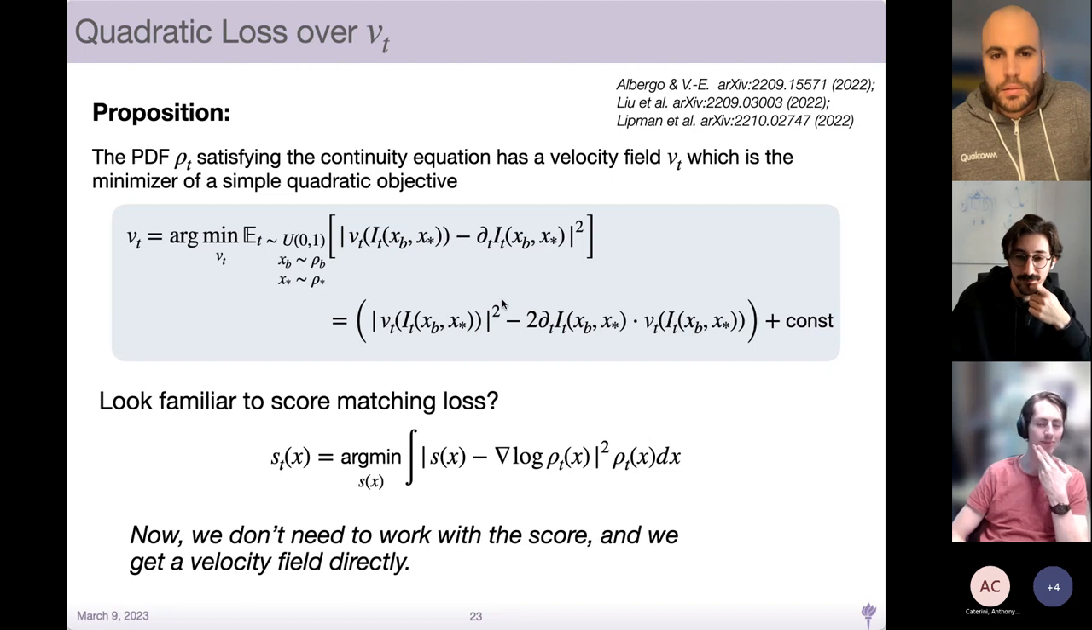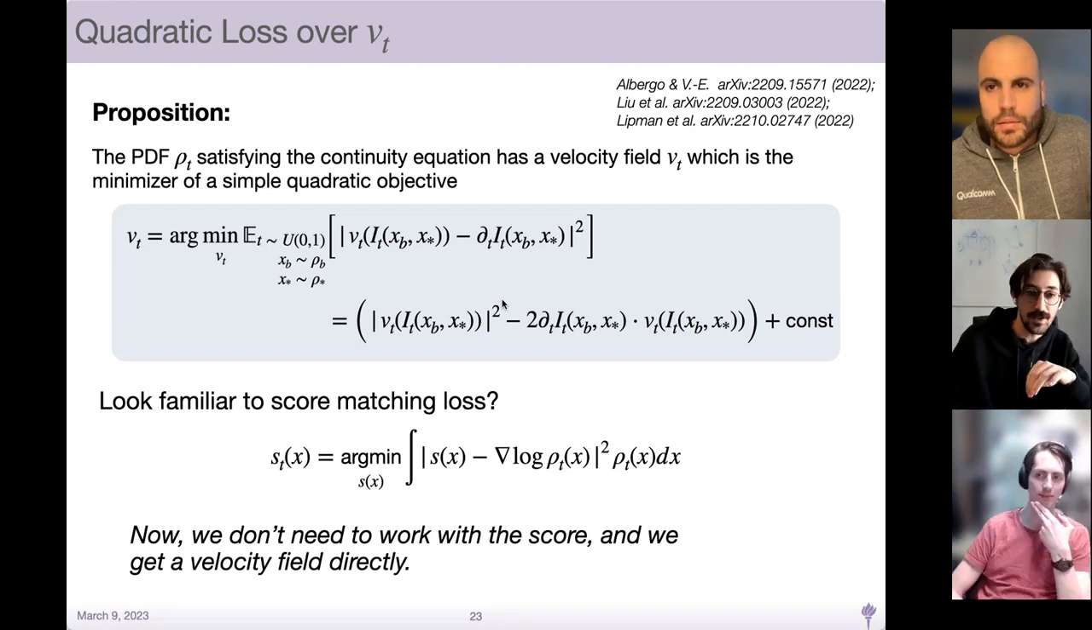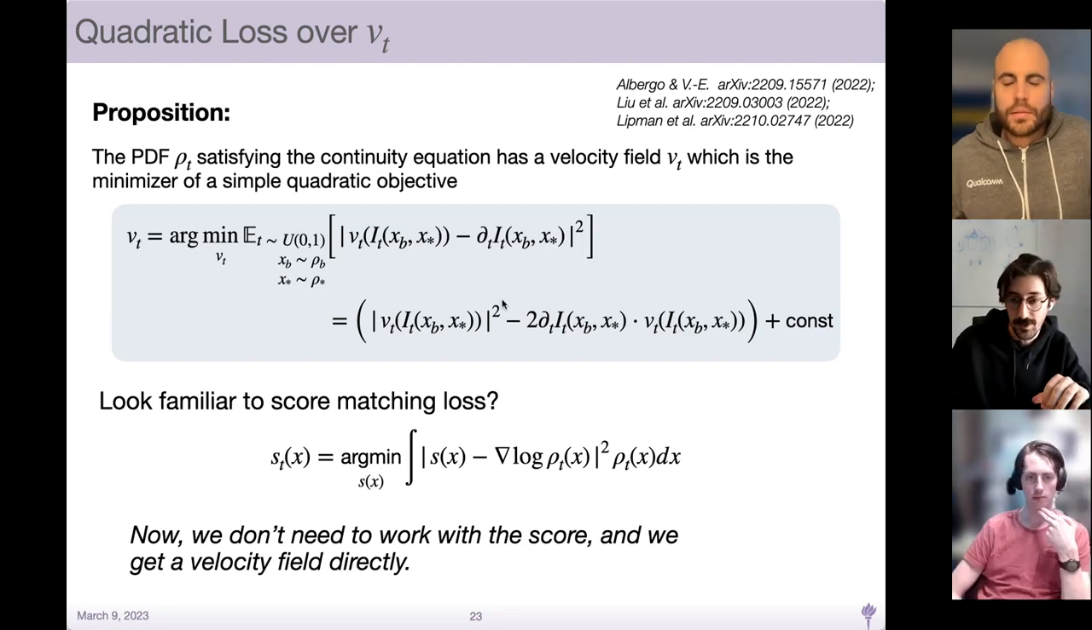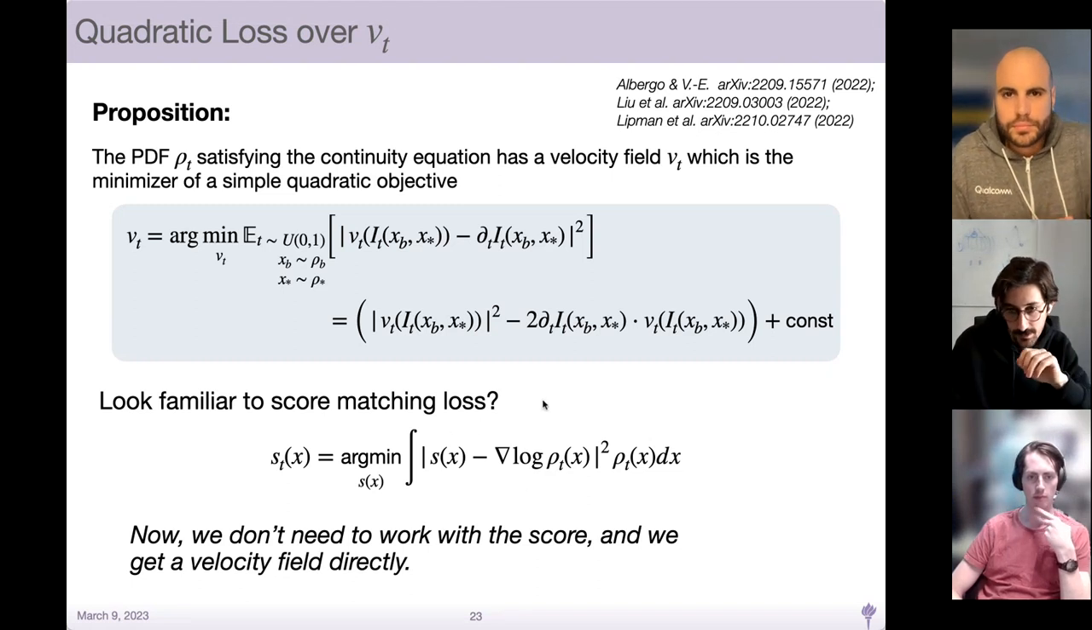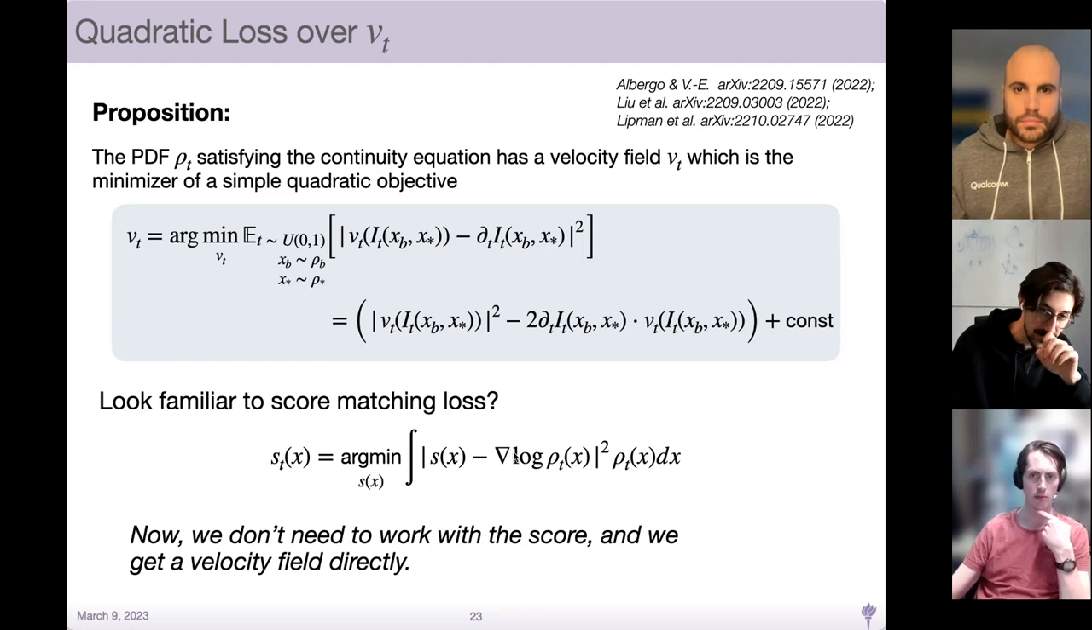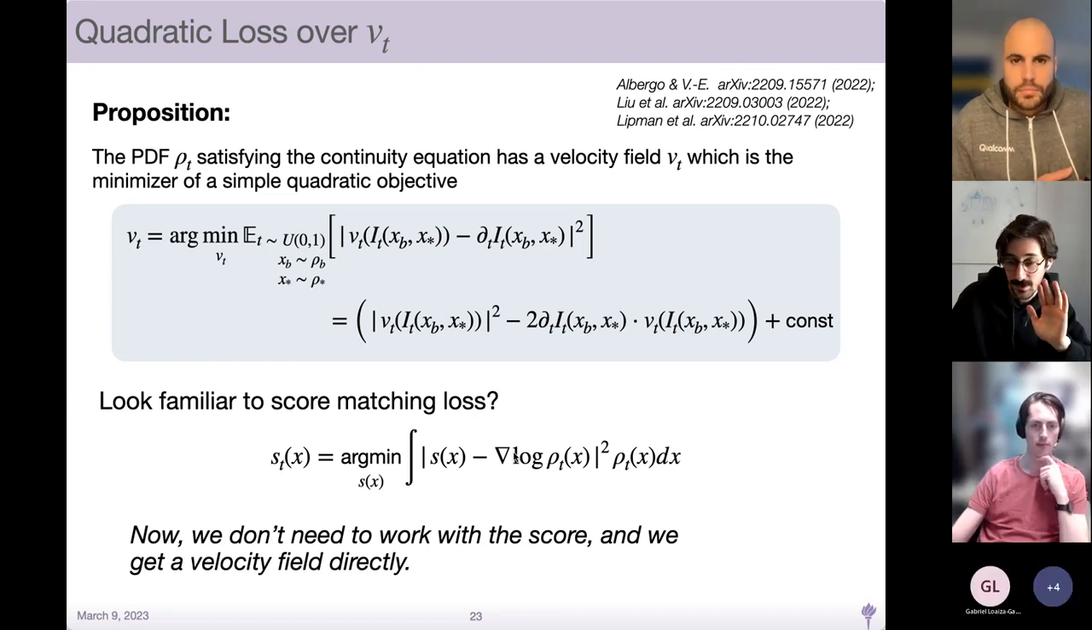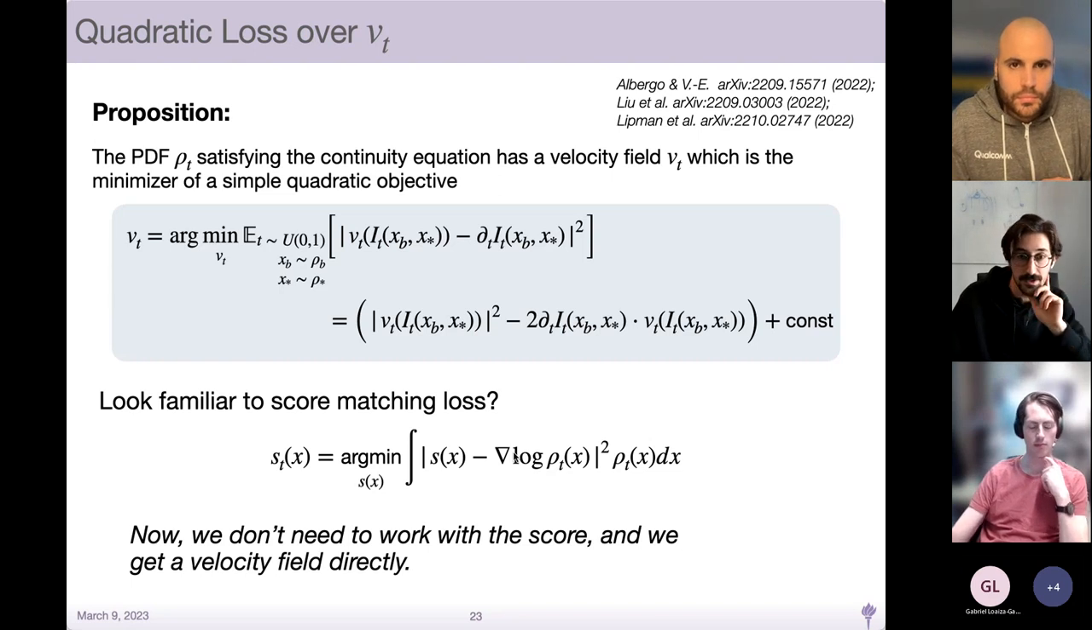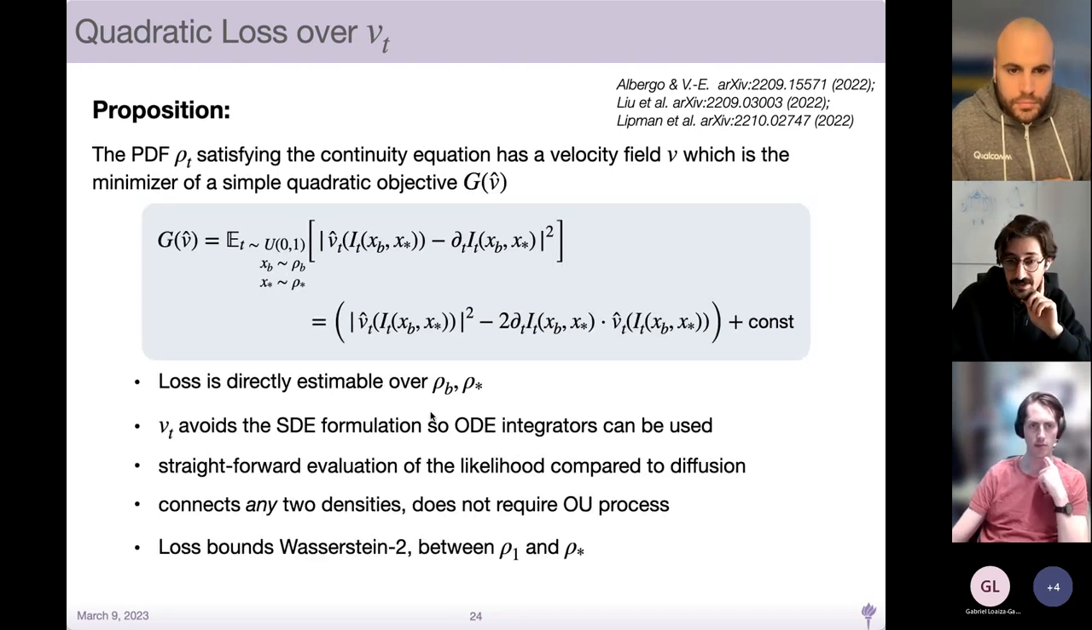Sounds good. Okay, so on slide 23, we can see there's a clear similarity between what diffusions and score matching are trying to do and what we're doing. But now we don't need to work with the score function, and we can avoid the score matching paradigm where they have to rely on computing a divergence, and we can just work directly with this velocity field, okay? So why is this appealing?